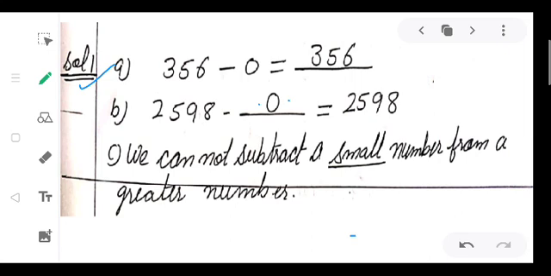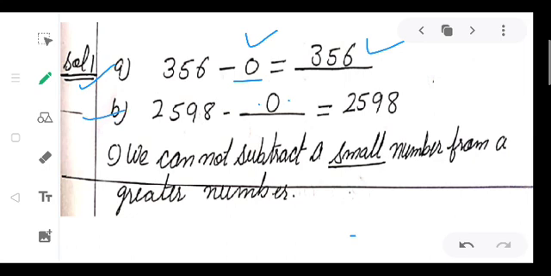356 minus dash is equal to... 356 minus 0 is equal to dash. When we subtract 0 from any number, we will get the number itself as the answer. So here what is the difference? 356. Because 0 didn't affect the number, the answer will remain the same.